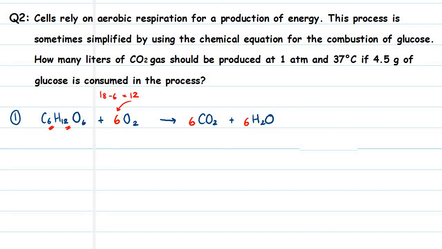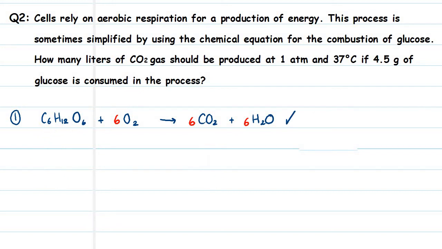Now we should confirm that it actually is balanced. So we list C, H, O on the left, and we also list C, H, O on the right. For carbon we have 6, for hydrogen we have 12, and for oxygen we have 6 plus 12, which is 18. For the right side we have 6 carbon, 12 hydrogen, and 12 oxygen plus 6 oxygen is 18. So all the elements match. That means this is balanced.